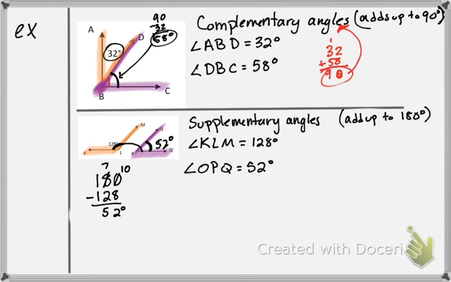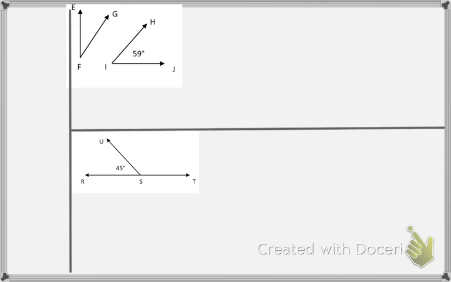And if you want to check your answer, 128 plus 52 should give us 180, right? Because they add up to 180 degrees. So 8, 9, 10, 5, 6, 7, 8, and then bring down the 1. Yep. They're supplementary angles. Okay, so if you want to try these out, please do so. You can pause the video right now and do your work. So let's see what you get.